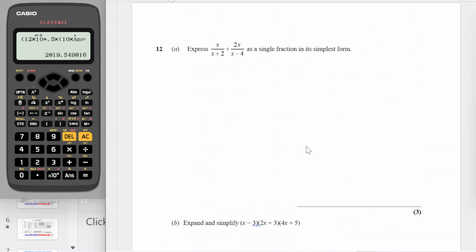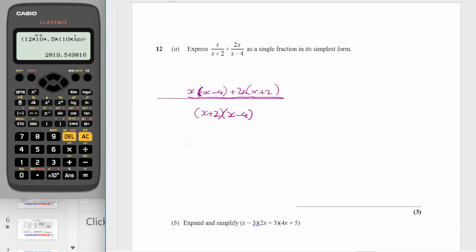Okay, question 12: express as a single fraction in its simplest form. So I'm going to put them over the same denominator. My combined denominator would be (x + 3)(x + 2)(x - 4). To do that, I need to multiply this fraction by this denominator. So x times (x - 4), plus 2 lots of, and I need 2x times this fraction, (x + 2).